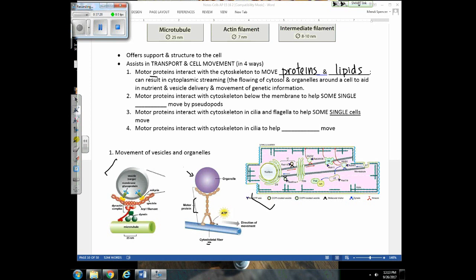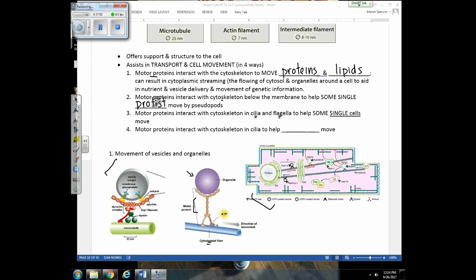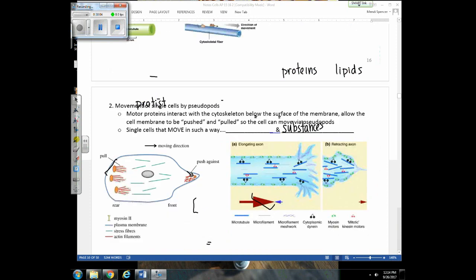On the next page, I'm going to show you some diagrams related to 2, 3, and 4. We know that some single-cell protists, single-cell organisms, are able to move because there's motor proteins in their cytoplasm that are interacting with the cytoskeleton. We also know that the reason why cilia and flagella can move is because of motor proteins interacting with the cytoskeleton. And I'm also going to show you that because of the interaction of motor proteins and cytoskeleton, the cilia is able to move substances around inside a multicellular organism. So let's take a look at these diagrams.